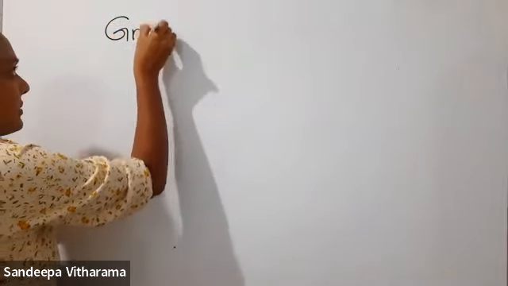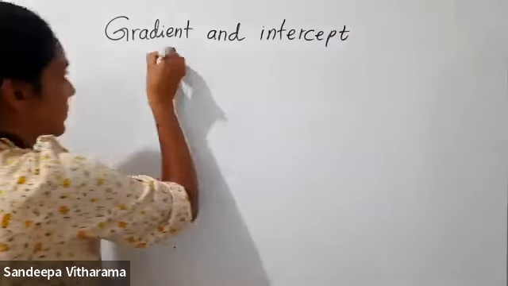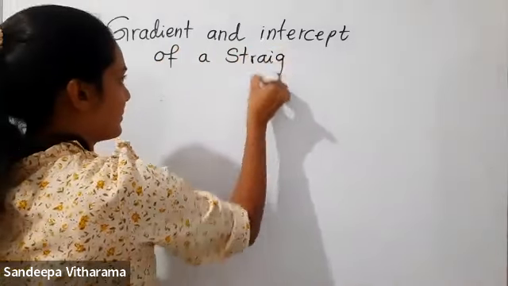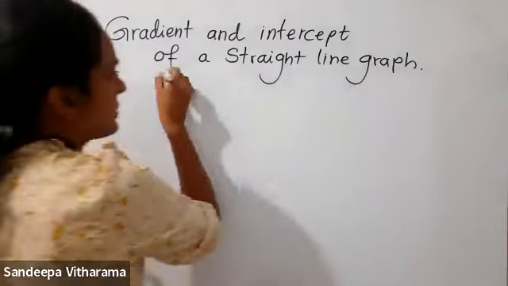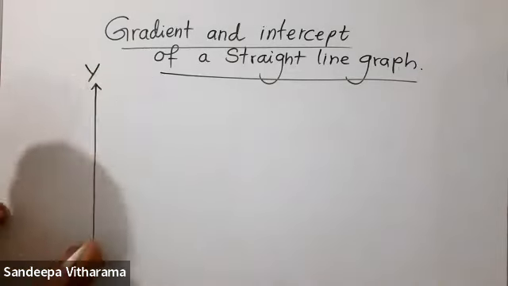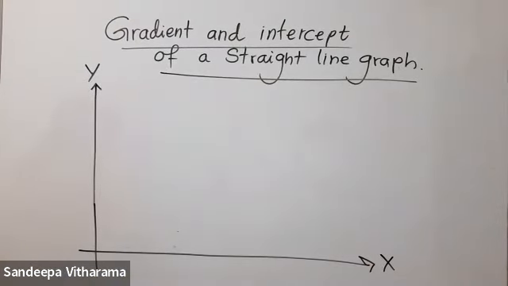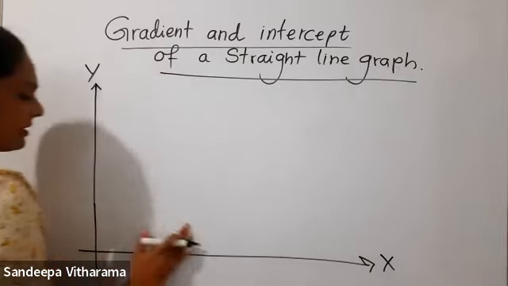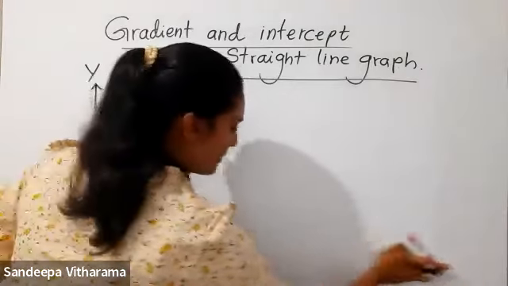Okay, then write the subtopic: the gradient and intercept of the straight line graph. When we consider the straight line graph, it consists of these two parts, gradient and intercept. I am drawing one straight line, and I consider it as my straight line graph.